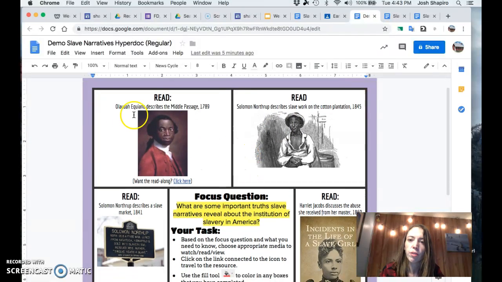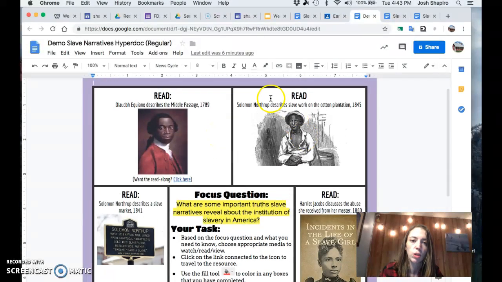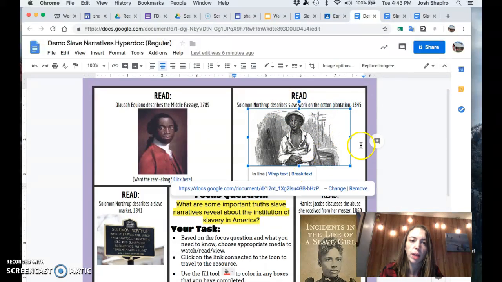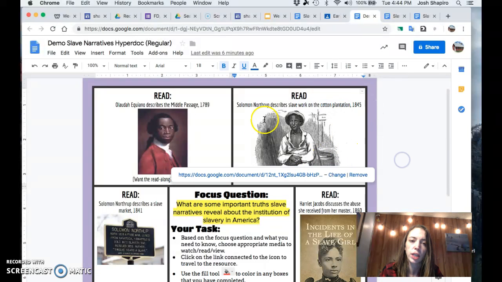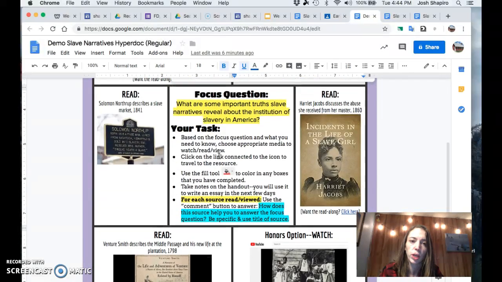So here we have Equiano. We looked at his yesterday, right? In regular, we examined 1 quotation from him as a class. In honors, we saw a few of his when we did that chalk talk with a partner, going around and looking at those different quoted lines. Here's Solomon Northrop describing work on the cotton plantation. That's the same one that was in our station rotation that we did about a week ago.